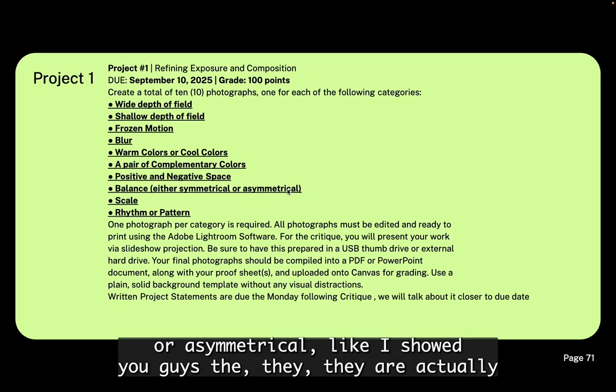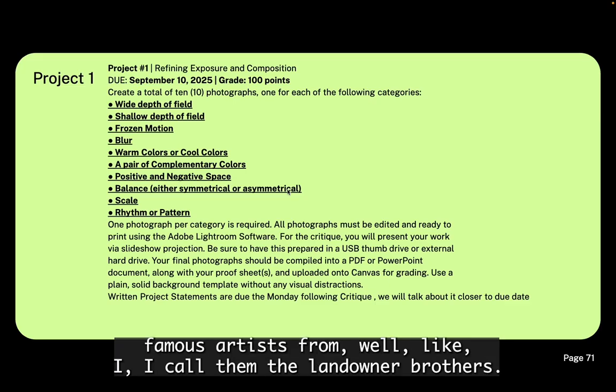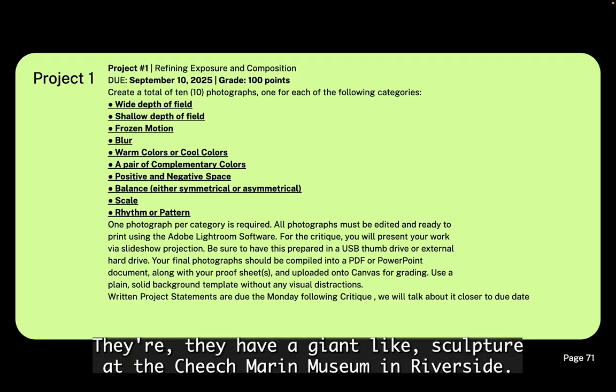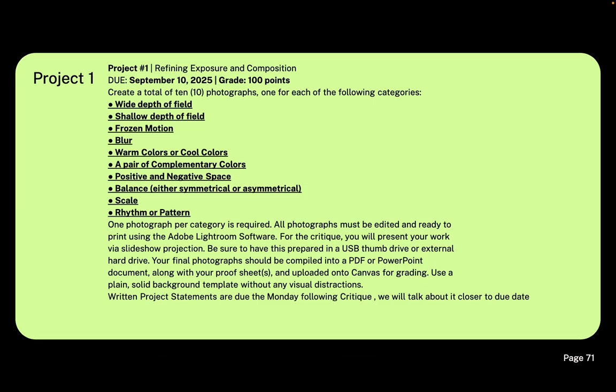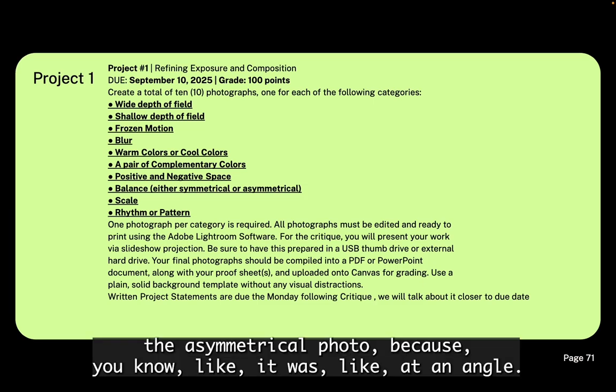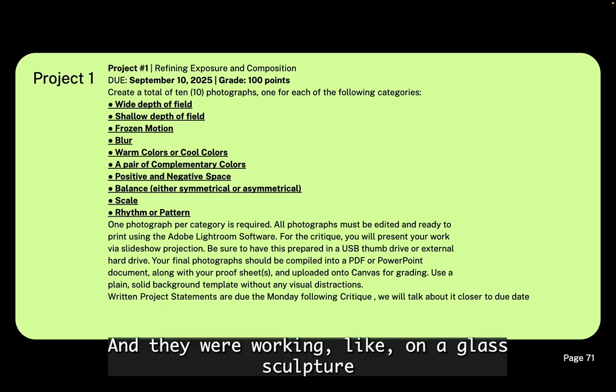Like I showed you guys, they are actually famous artists from Guadalajara called the De La Torre brothers. They have a giant sculpture at the Cheech Marin Museum in Riverside. I learned glass from them for a year. That was an example of an asymmetrical photo because it was at an angle, and they were working on a glass sculpture.